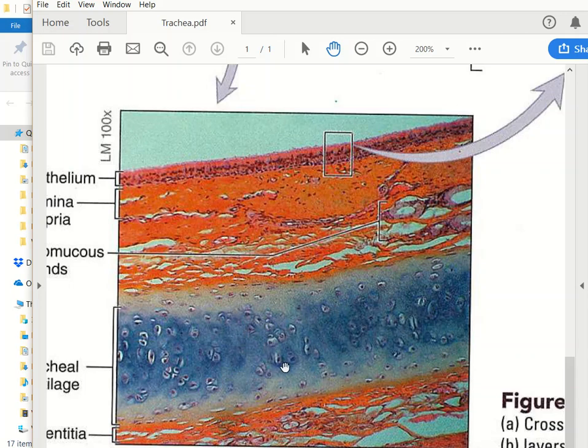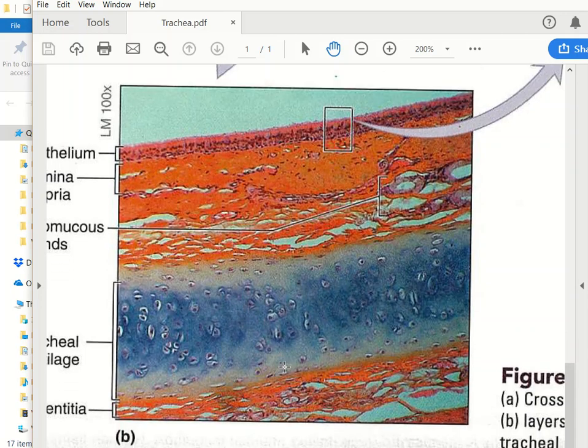Remember, the tracheal cartilage is going to be composed of hyaline cartilage. And a way that you can tell is it looks like these little googly eyeballs. It looks like these little googly eyes are saying hi to you. And so I want you to think of hyaline cartilage.